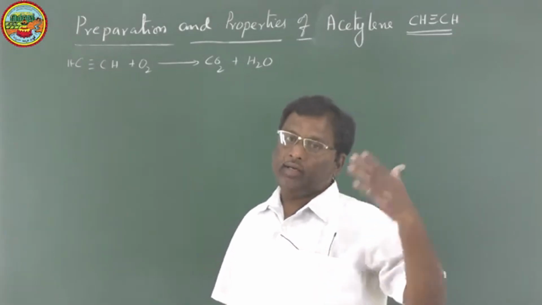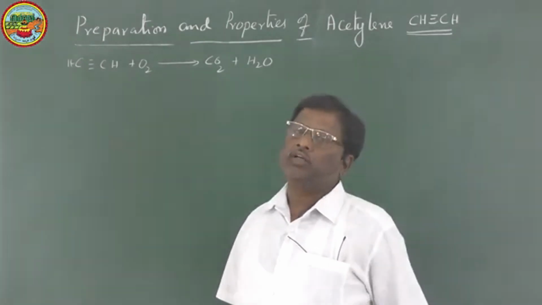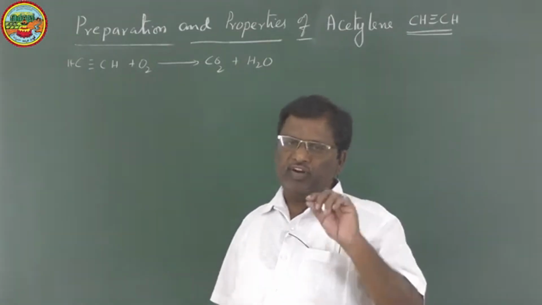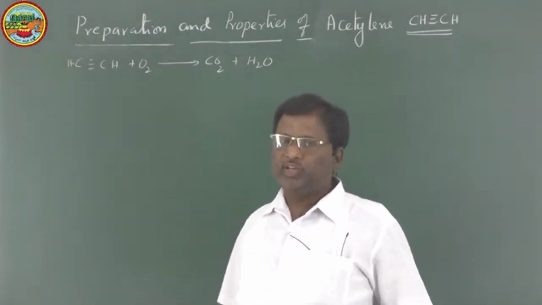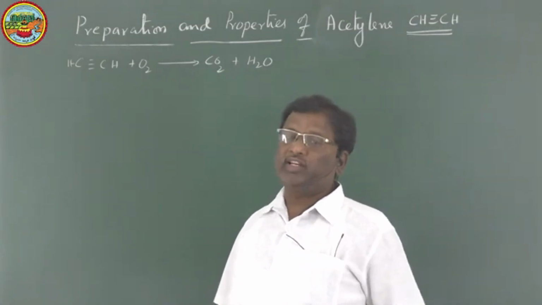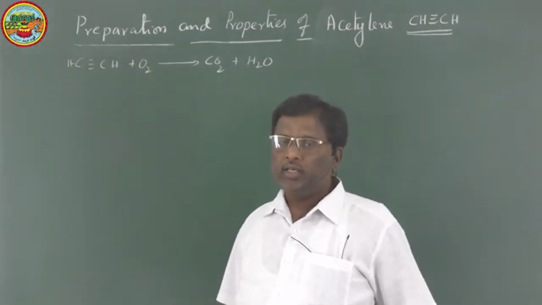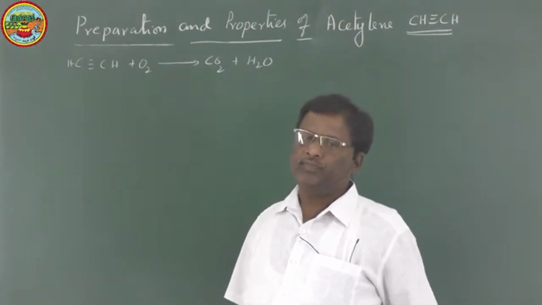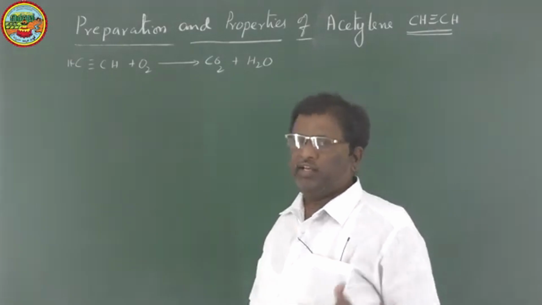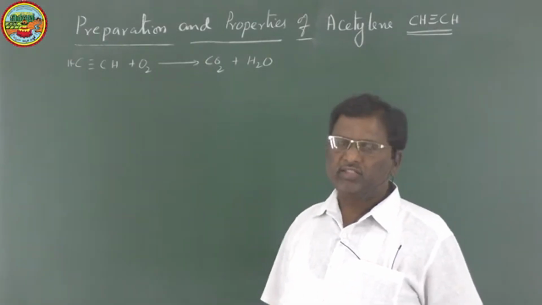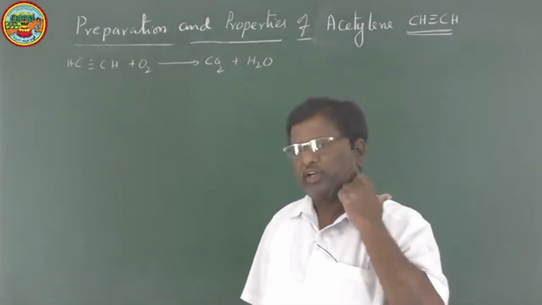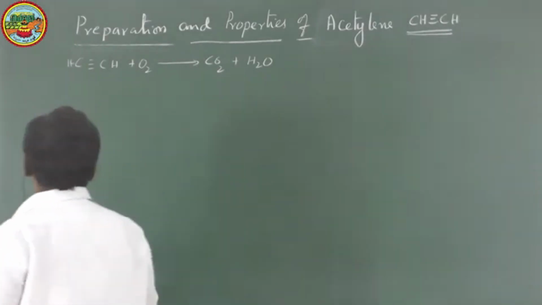We use it for cutting iron beams and iron logs, and for welding purposes also, because 2000 to 3000 degrees centigrade temperature can be generated by this oxyacetylene torch. Next, like ethylene, it will undergo addition reactions and polymerization reactions also, but the products are somewhat different. So let us see ozonolysis.